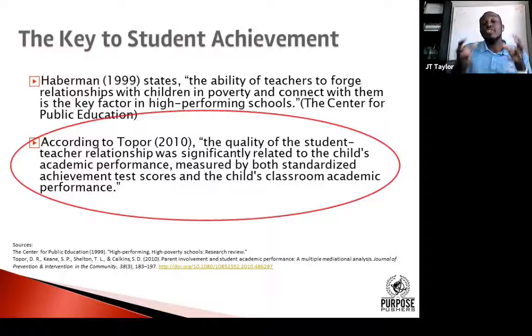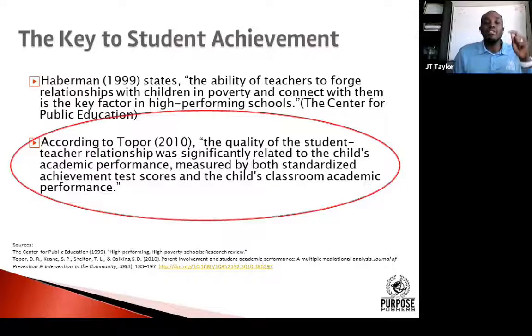The ability of teachers to forge relationships, specifically with children in poverty, and connect with them is the key factor in high-performing schools. You know, we do know that there are blue ribbon Title I schools, that there are very successful schools that serve students who are considered to be underprivileged, who are considered to come from low socioeconomic backgrounds. But these students can strive to the highest level. Poverty is not a disability. These students can be motivated. These students can achieve at the highest level, but they won't do it without a relationship with their teachers.